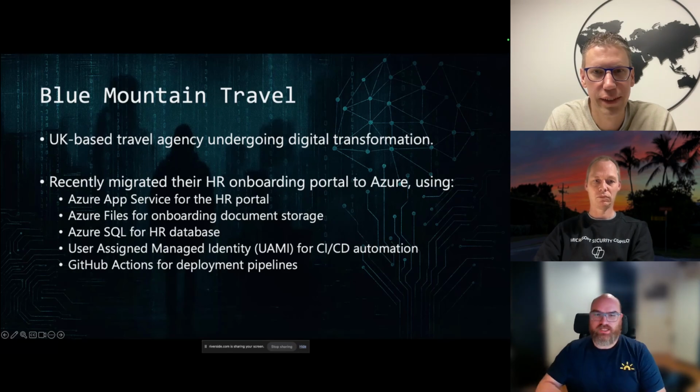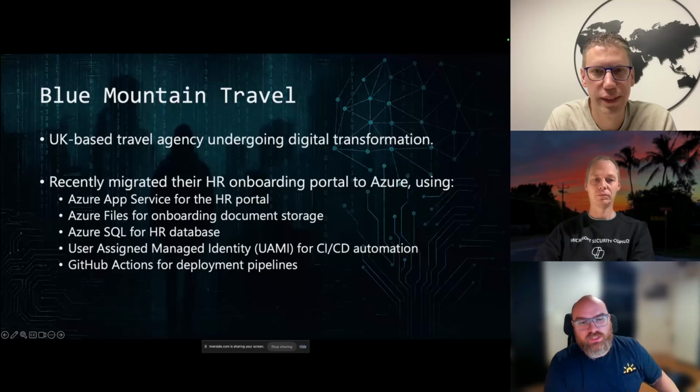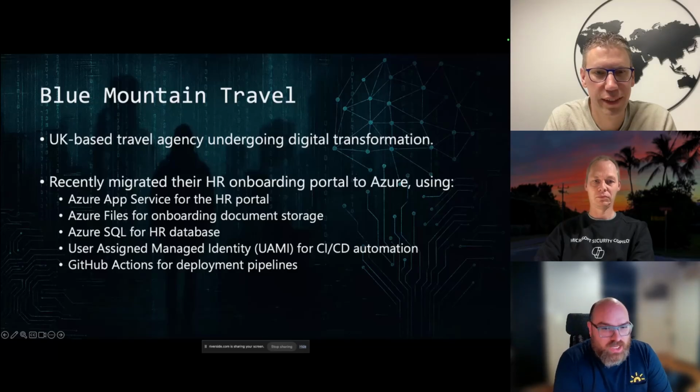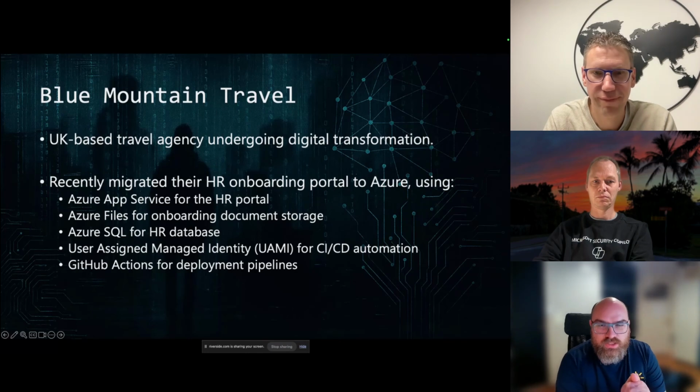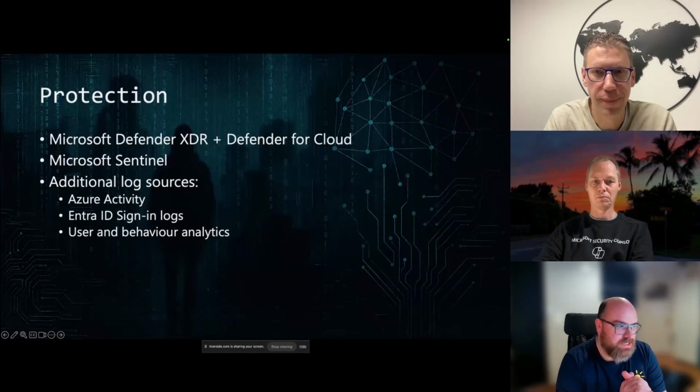They did Azure Files for the onboarding, Azure SQL for their HR database. And also they listened to some of the industry advice. They try to avoid secrets where they can and use modern technologies like user-managed identities for their CI/CD pipelines. And of course, they have all that hosted in GitHub. So you can see it's a very modern approach that Blue Mountain Travel is taking here. And they really did it well if you look at the blueprint. But still, they have something to do, and that is protection.